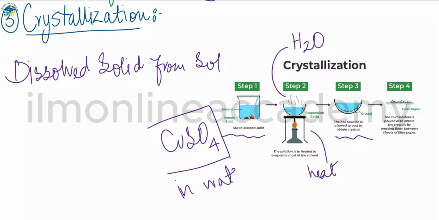The solution is heated and the water that is present in it evaporates, and then you have the crystals of the salts that are present there. You have to allow it to cool. Whenever it cools, it forms its crystal shape. That is how crystallization is done in our chemistry experiments. Now next we will talk about the next technique.